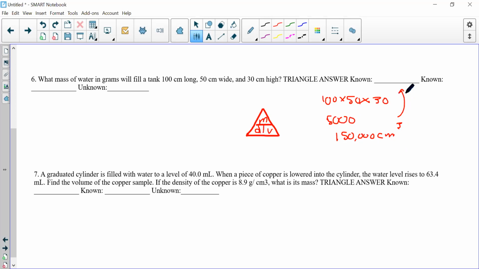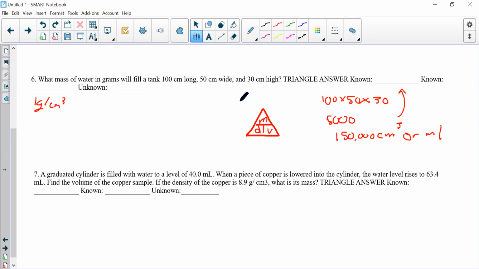That's one of our knowns. So we've got a volume of 150,000 cubic centimeters, or milliliters. They're the same thing. So we know that. Does anyone remember what the density of water is? It's 1. So that's going to be 1 gram per centimeter cubed or per milliliter. Okay, so we've got 1 and then that, and now we're looking for the mass.